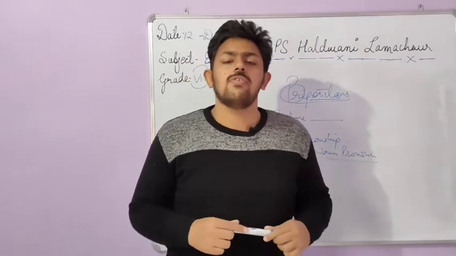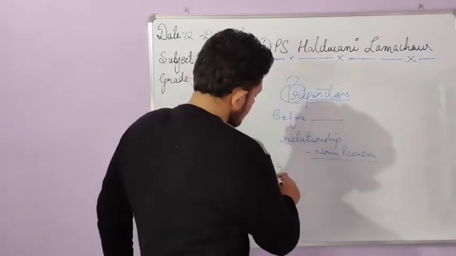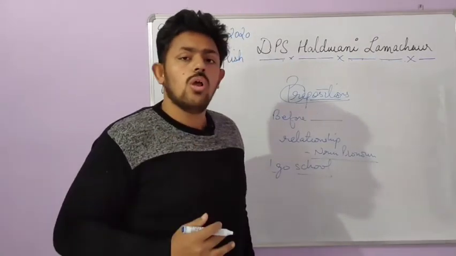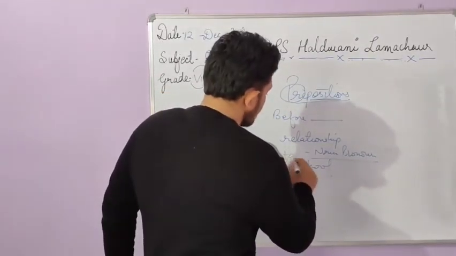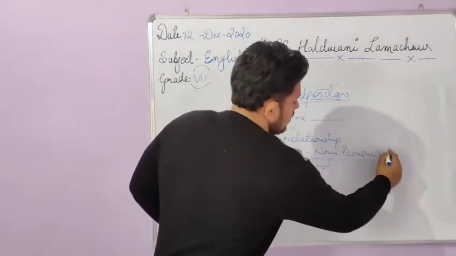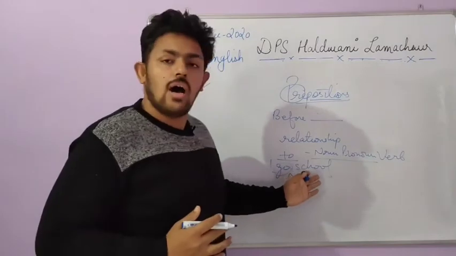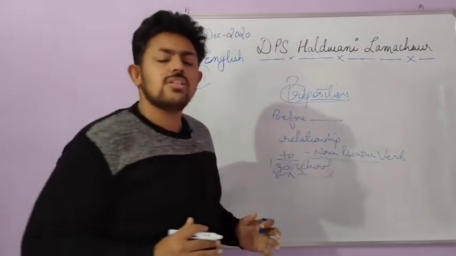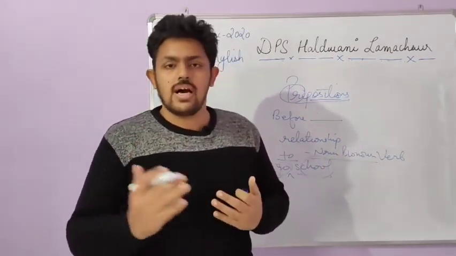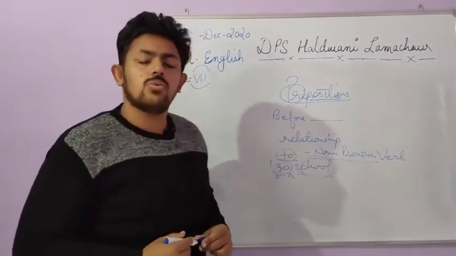How does it show it? Like we say, I go to school. I don't say I go school. Yes, I go school may be understood, but we say I go to school. What is the use of to here? It is showing the relationship between the verb, that is go, and the noun, that is school. So it is showing the relationship between two words. One is a verb, one is a noun, and the preposition is to. This way we use prepositions.